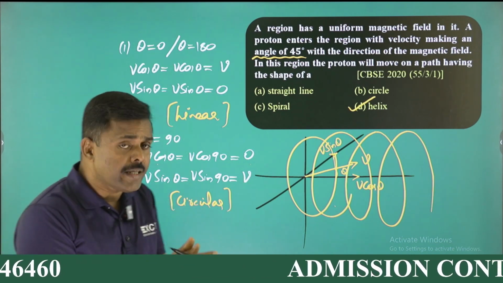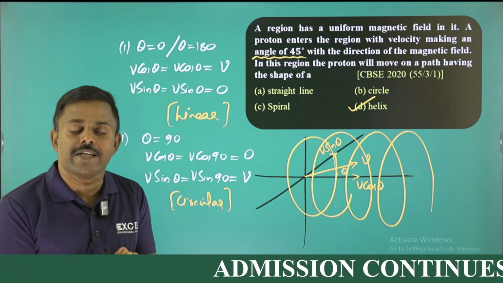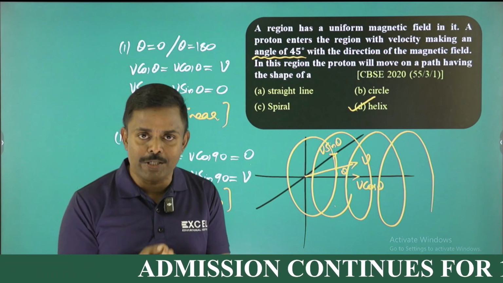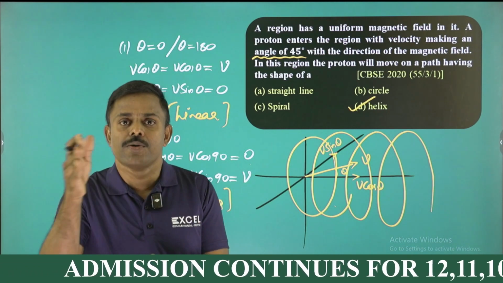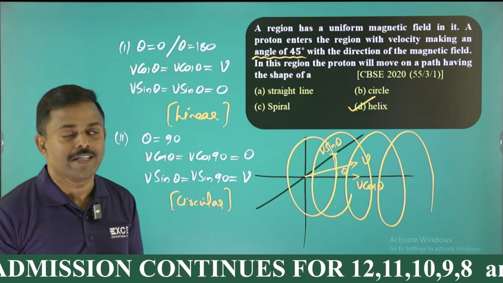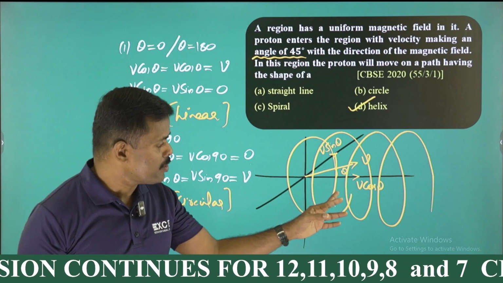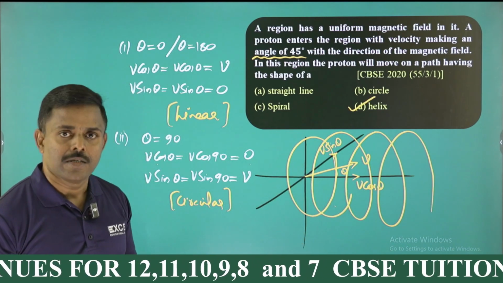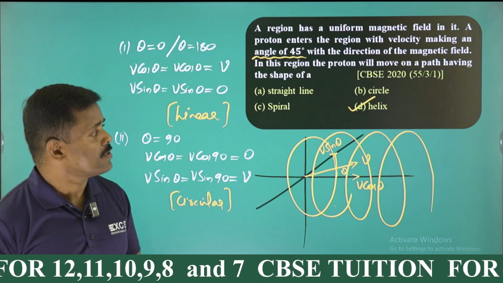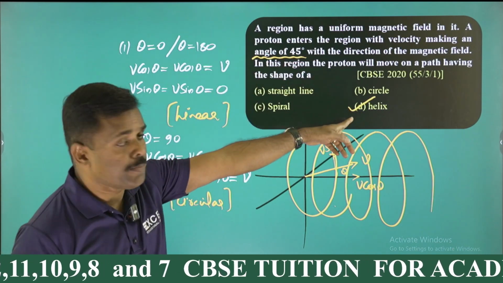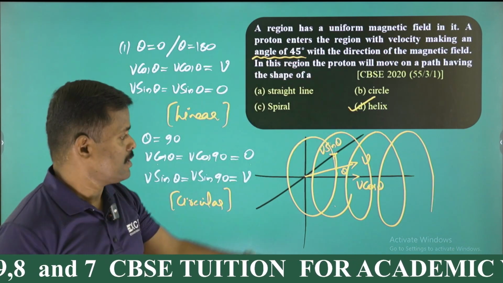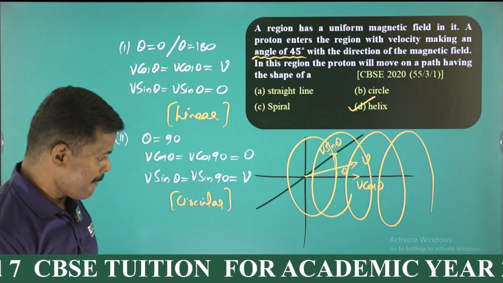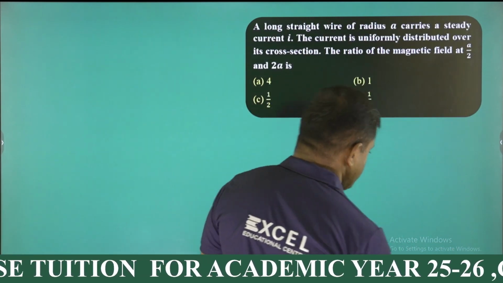But in the case where the particle enters at any angle other than 0 and 90, the particle has both sine component and cos component on it, then it will have a helical path. So that is what the question is. Eventually the path of the particle will be helix. So the answer is option D. Now let's move to the next question.